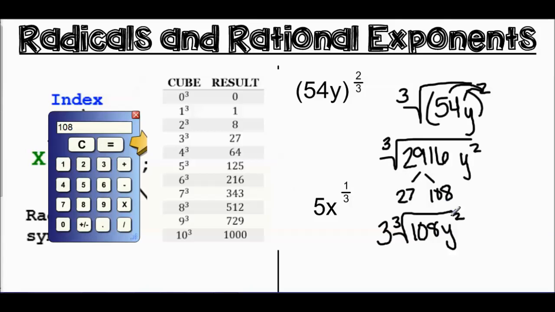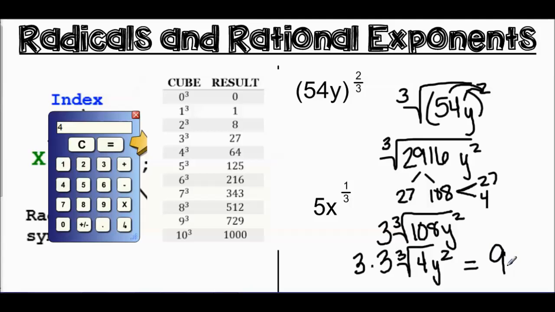Can 108 be broken down by 27? Well, yeah, it can. Divide it by 27 and you get 4. So I kind of had to make my factor tree go sideways, 27 and 4. So I can pull out another 3, so I have 3 times 3, third root of 4y squared. 3 times 3 is 9, so my finished product is 9 times the cube root of 4y squared.